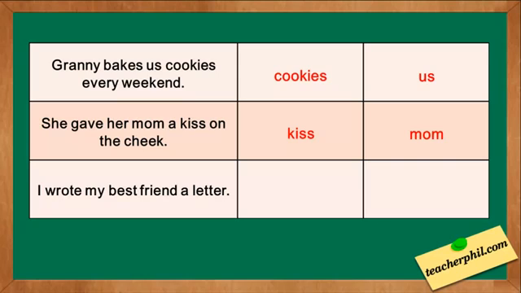The last one, I wrote my best friend a letter. What is the direct object here? The answer is the letter. And the indirect object is my best friend. Did you get them right?